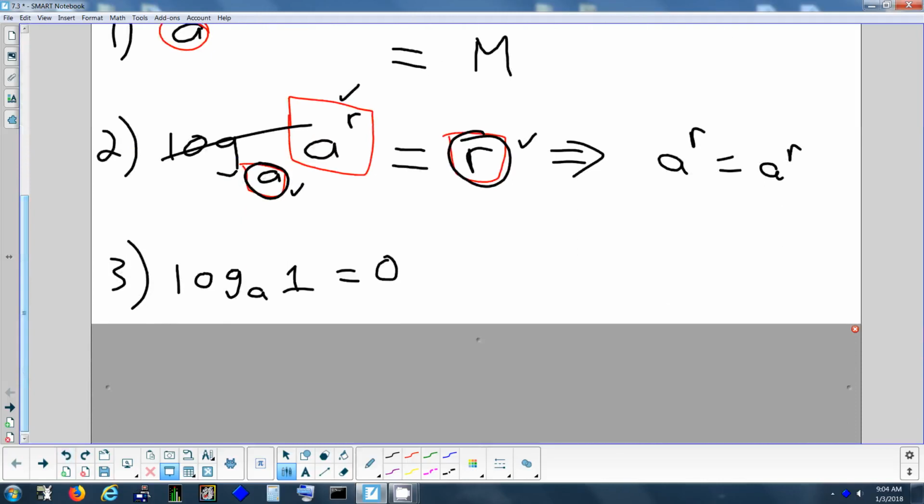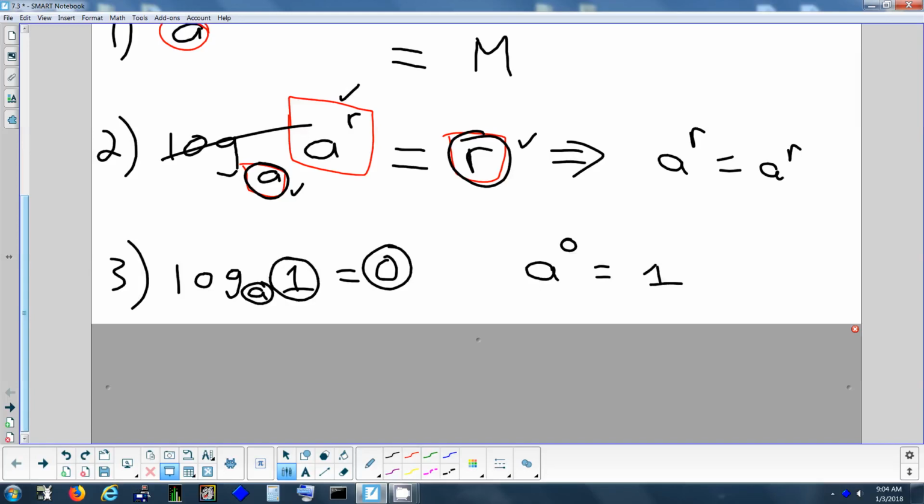Alex, what's my base here? A. Yep, so I'll circle them as I use them. So that's my base, A. What about my exponent? 0. Yep, there's my exponent. And the only thing I haven't used, 1, is the argument.